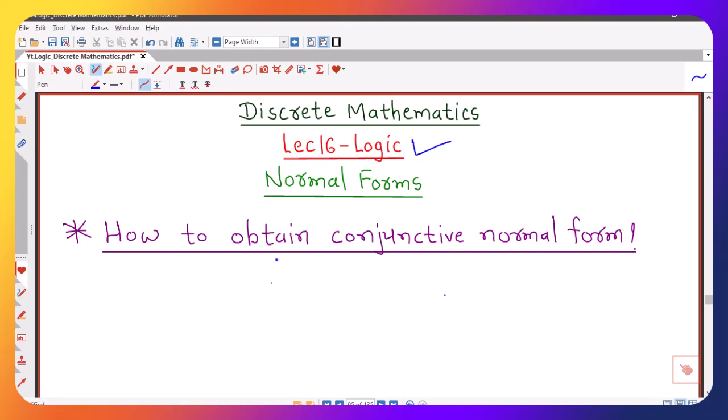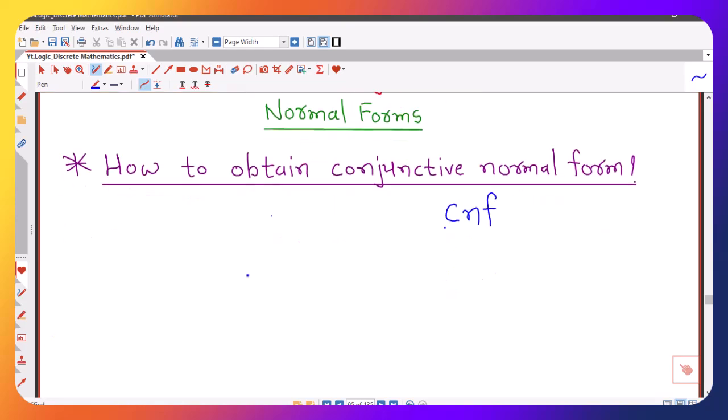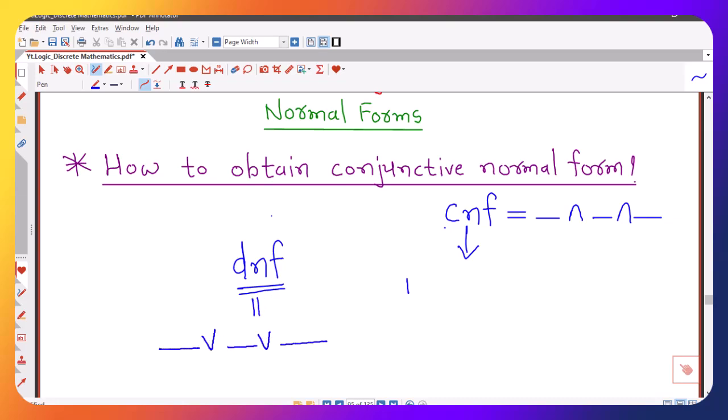In this lecture we are going to discuss how we can obtain the conjunctive normal form of a given formula. We have discussed the method of finding disjunctive normal form in the previous two lectures, and the method for finding CNF is the same, but we remember that CNF is nothing but a product of elementary sums and DNF is nothing but a sum of elementary products.